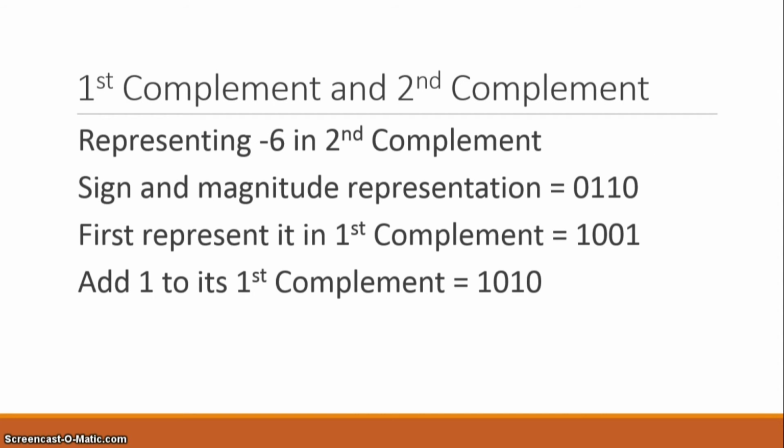Representing a negative 6 in second complement. First, look at its sign and magnitude representation, which is 0, 1, 1, 0. Convert it to the first complement, it becomes 1, 0, 0, 1. After that, add 1 to its rightmost significant bit, which results in 1, 0, 1, 0. So that is the second complement's representation.